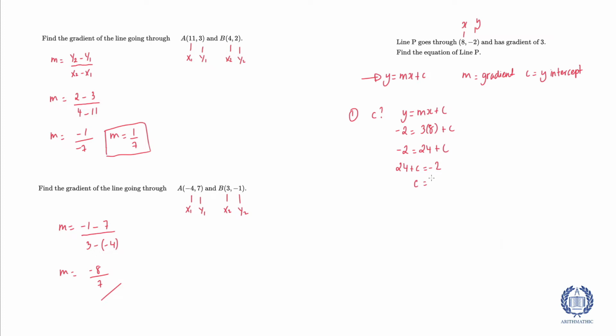Move the 24 to the other side, which is minus 2 minus 24. So c is equal to minus 26. I found my c-intercept. The final step is you just write the equation of the line. So it's going to be y equals mx plus c, with m being 3. So that will be 3x plus c, which is your c-intercept, in this case minus 26. So that is my equation of the line: y equals 3x minus 26.